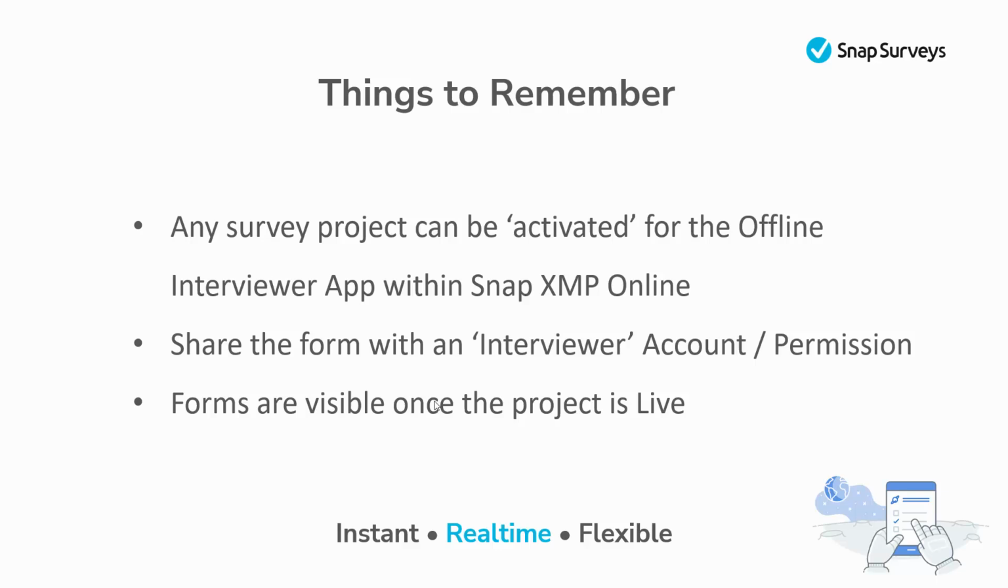A couple of things to remember. Any survey can be set for use with the Offline Interviewer. You just need to tick a box within Snap XMP Online. You'll need to share the survey with someone that has an interviewer account or permission, and your interviewers will only see a survey on the app when that survey is live.